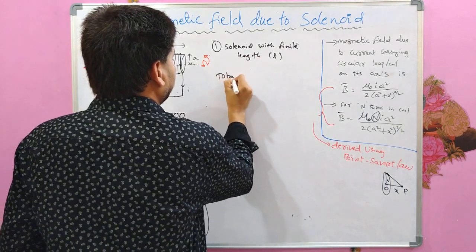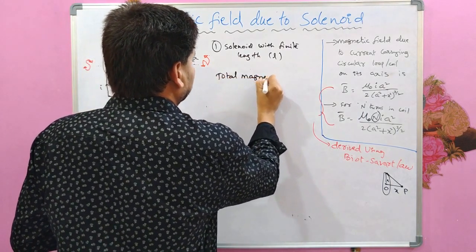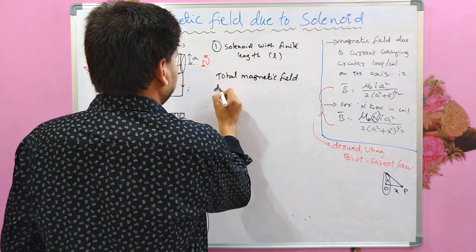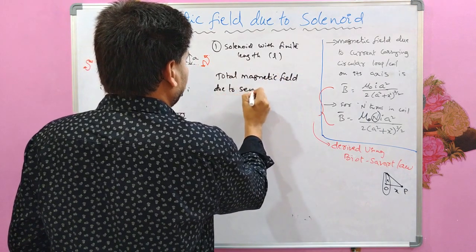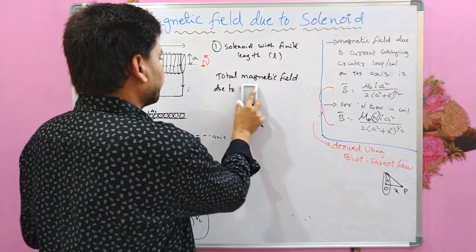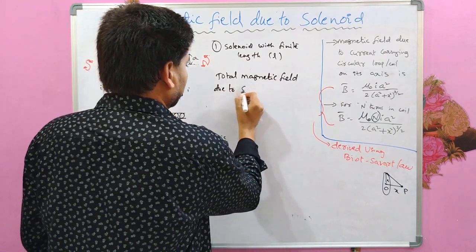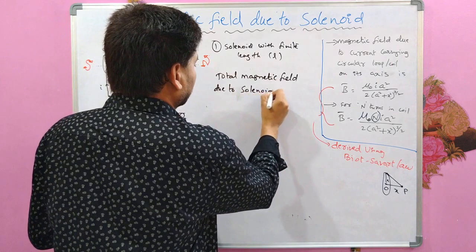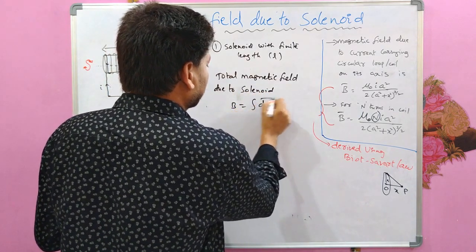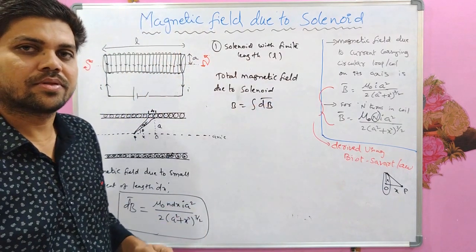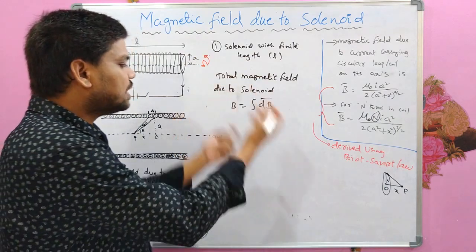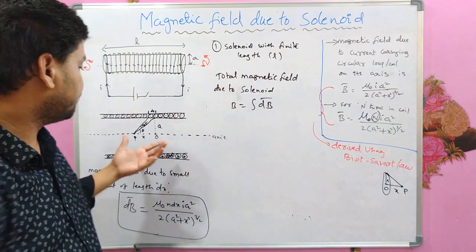Total magnetic field due to solenoid. B equal to integral dB. Okay, so integral dB. Then what are the limits that we should take here?